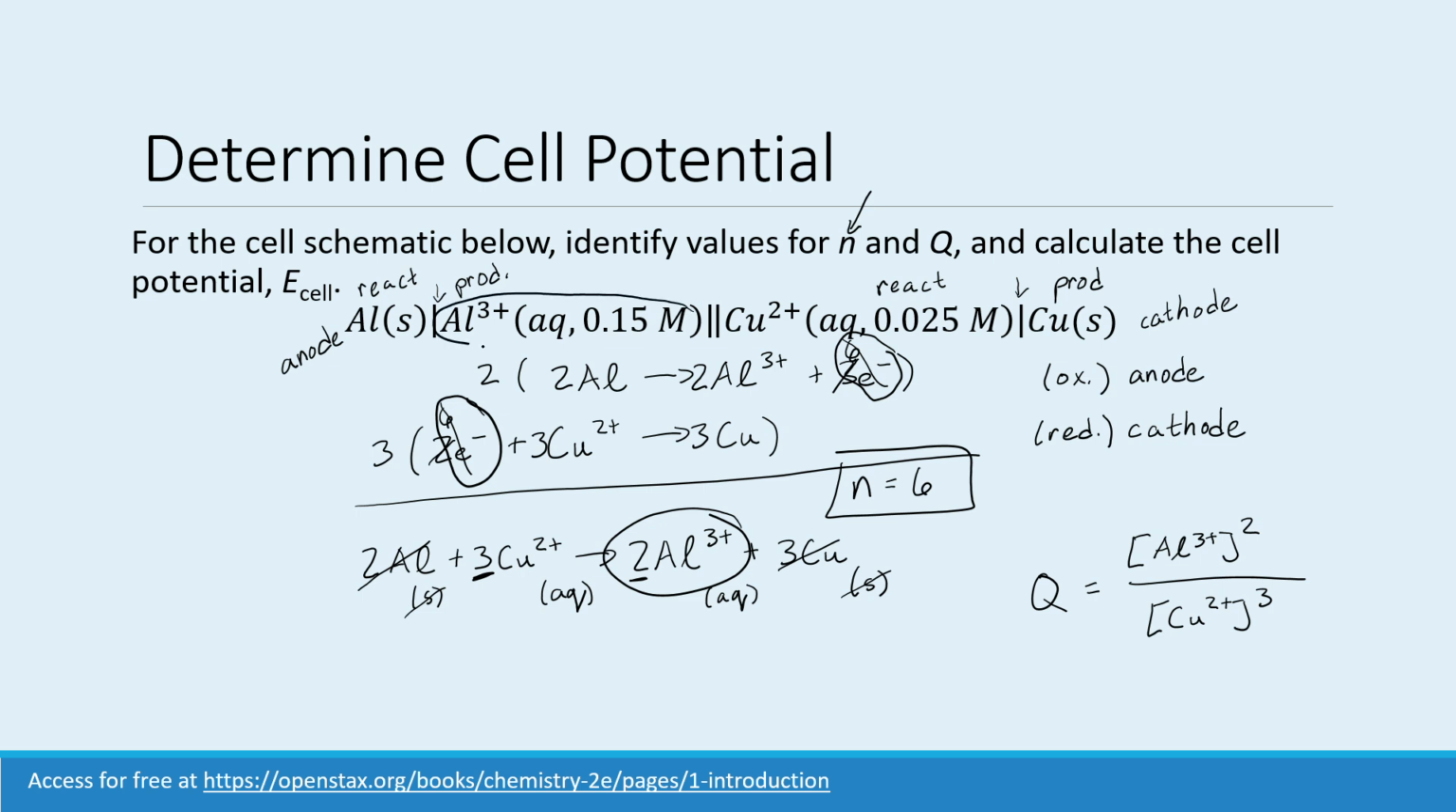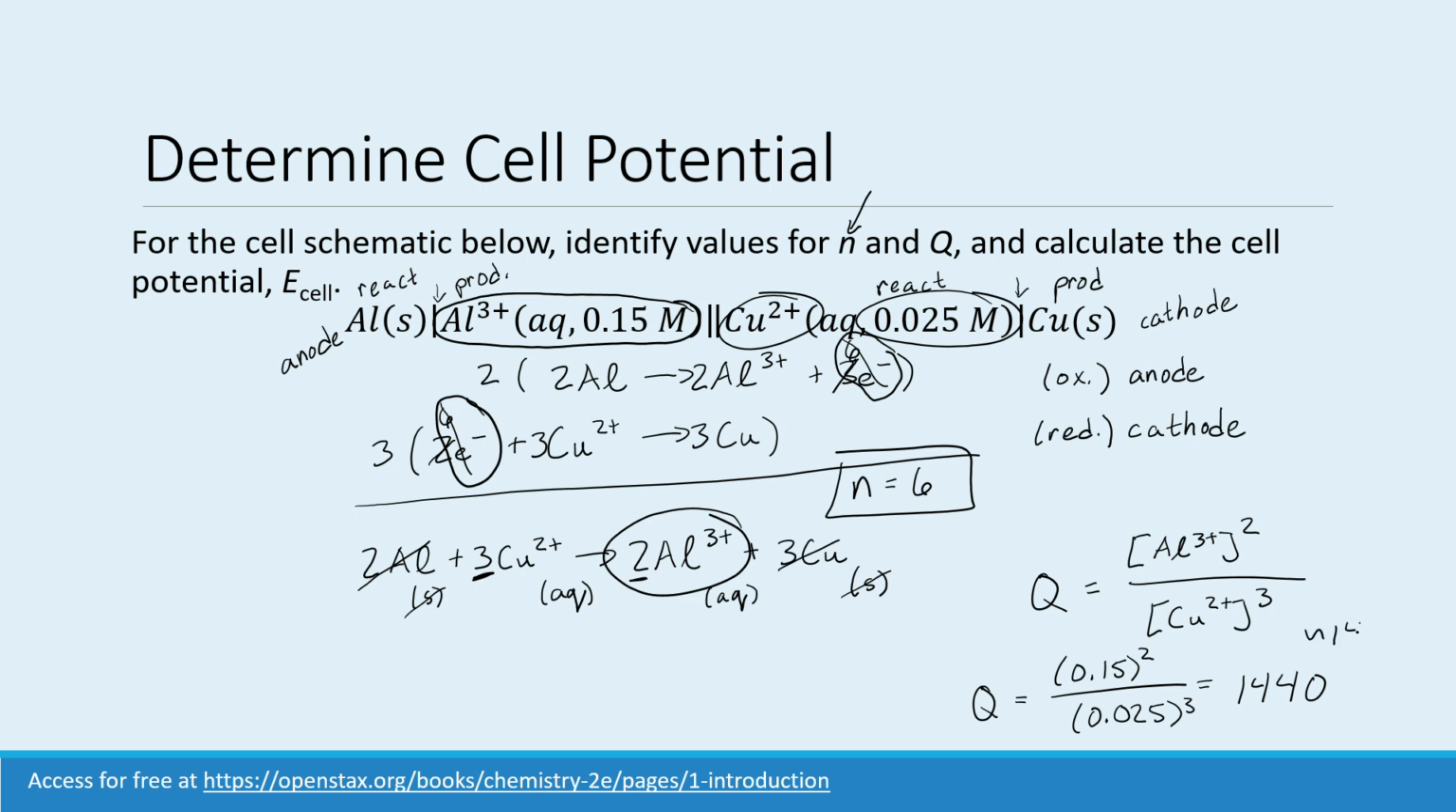And we can plug in the values that were given from the cell schematic. They tell us that aluminum has a 0.15 molar concentration and that copper has a 0.025 concentration. And plugging those values in for Q, we get aluminum would be the 0.15 raised to the 2nd power divided by that for copper, which is the 0.025 raised to the 3rd power. And of course 2 sig figs there for both, and so we want to get 2 sig figs in our answer.